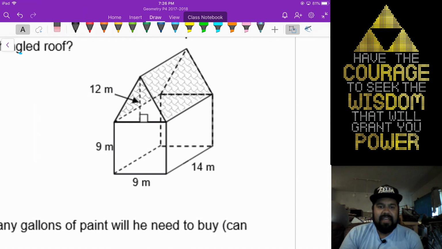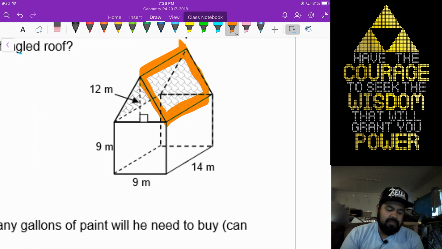Okay, we're painting the outside of this house. So two things are going to happen. One, you are not going to paint the bottom of your house. You are not painting this. That is a no-go. The other thing too, you are not painting the roof where the shingles are. So you are not painting this surface, nor are you painting that surface back there. Those are no-goes.